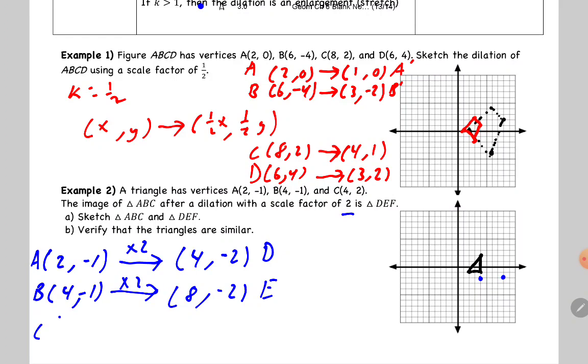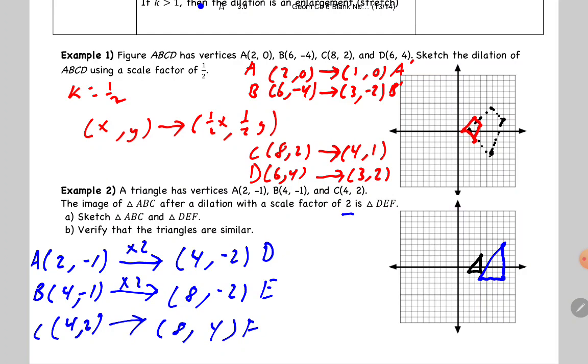And then C, 4, comma, 2 becomes 8, comma, 4. And that'll be F. Okay, so there's our two triangles.